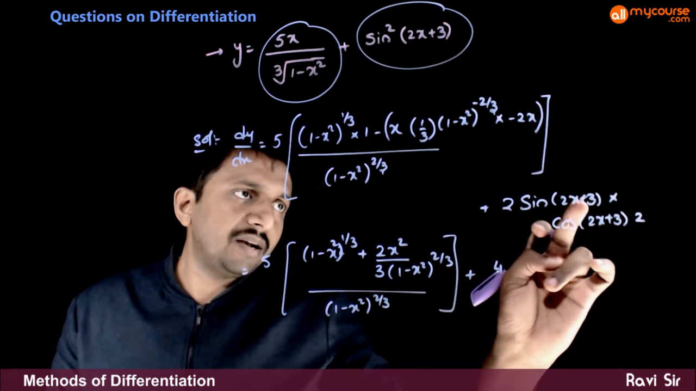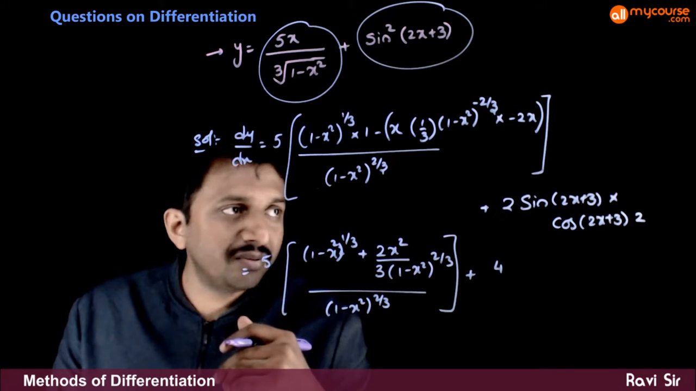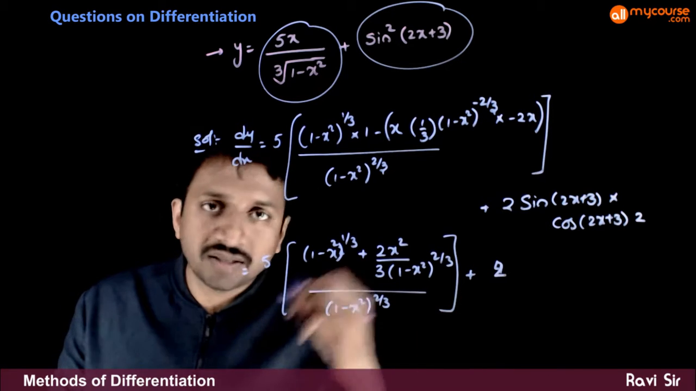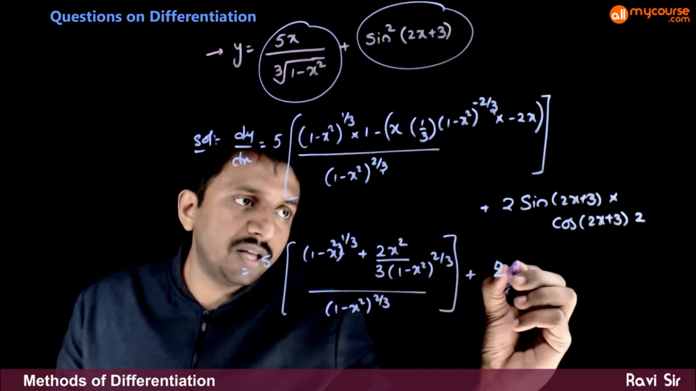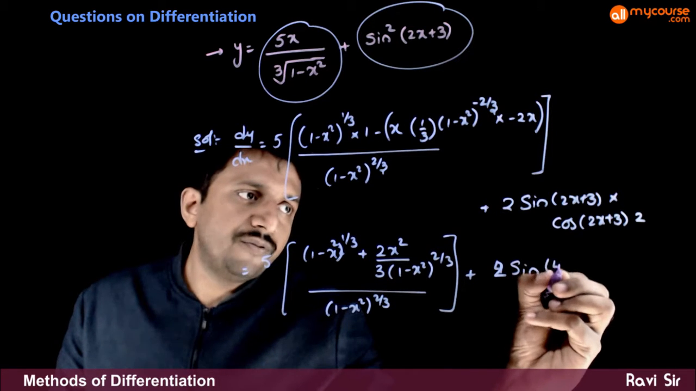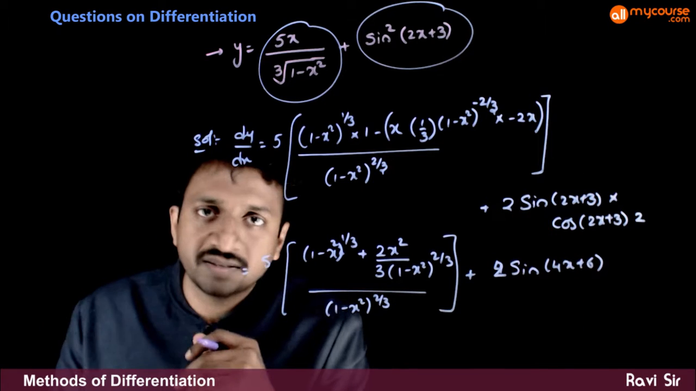So 2 sine 2x plus 3 cos 2x plus 3. 2 sine theta cos theta is sine 2 theta. So instead of 4, I'll put 2 itself as 2, and 2 sine a cos a is sine 2a, that is sine of 4x plus 6. 2 times 2x plus 3 is 4x plus 6.